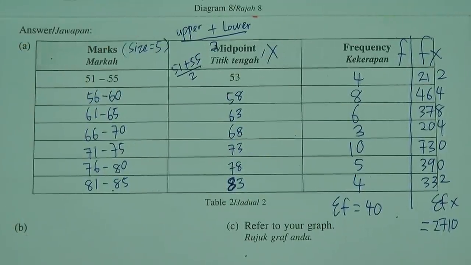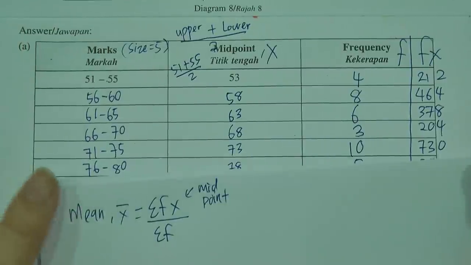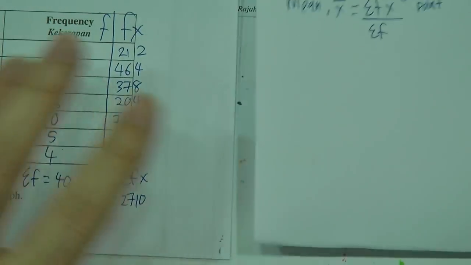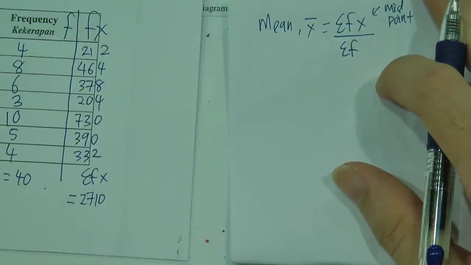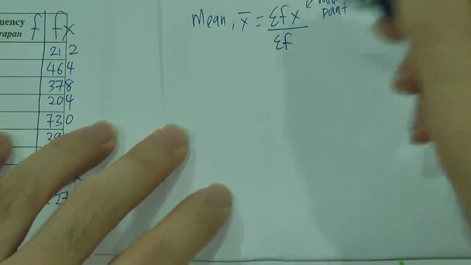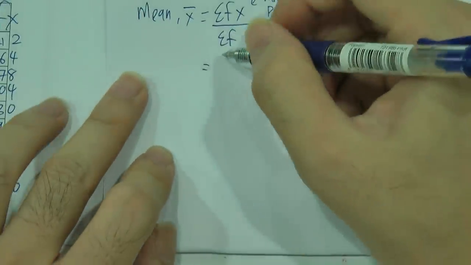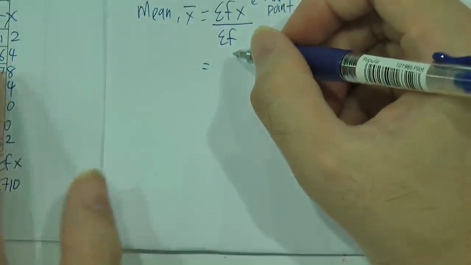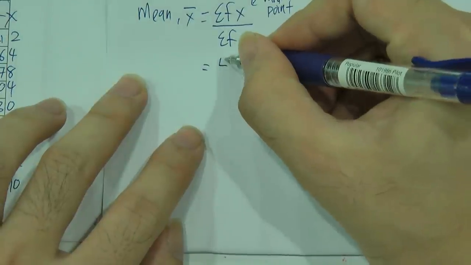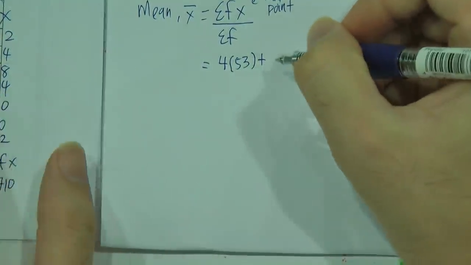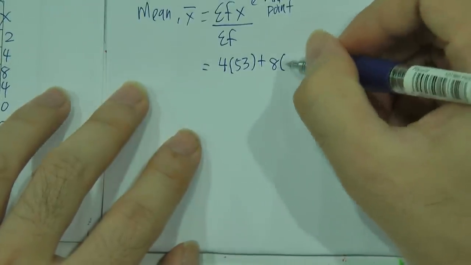However, in the exam, what you need to do is something like this. You're going to write them out. Okay, so over here, let me adjust a bit. So what I'm going to do is, I have to write out the frequency. So in the exam, sum of fx, what you need to do is, the first one, f will be 4, and then multiply midpoint 53, plus the second one will be 8.